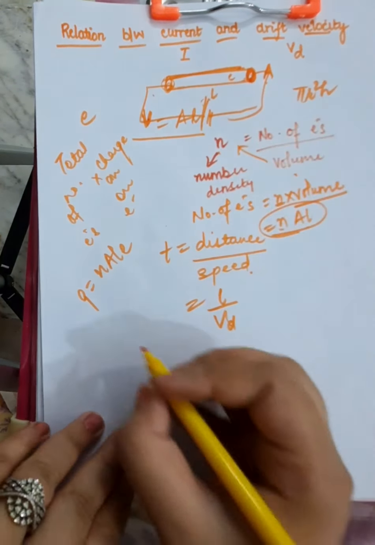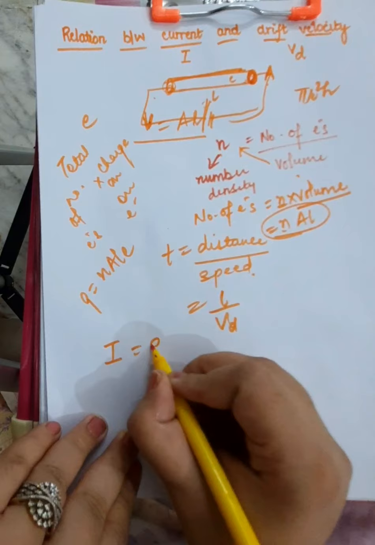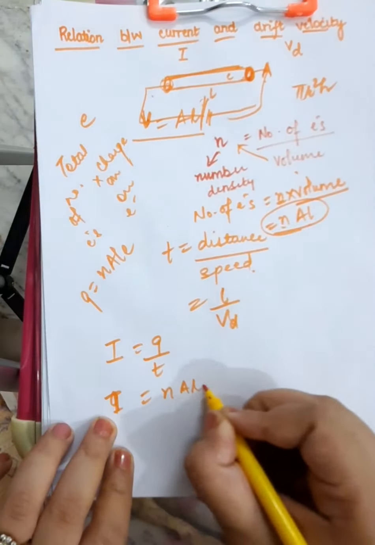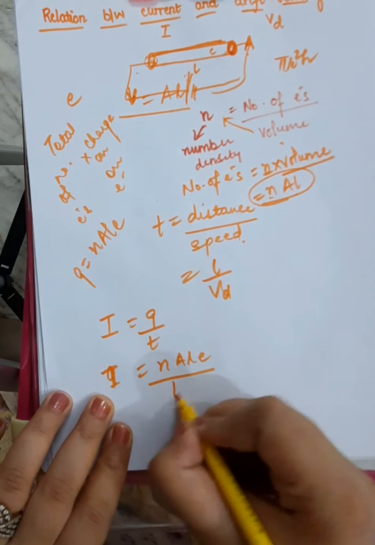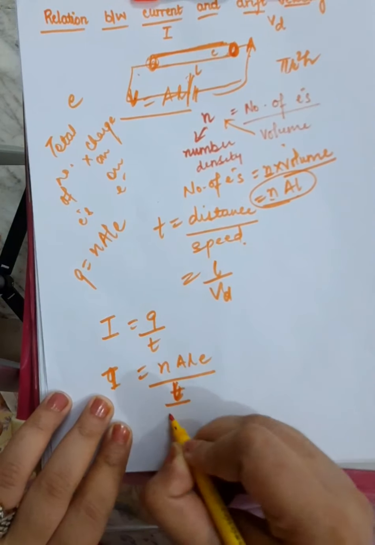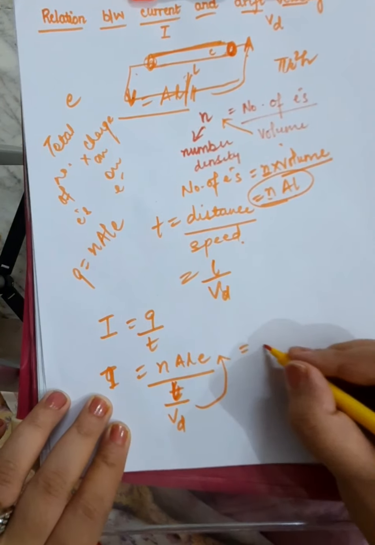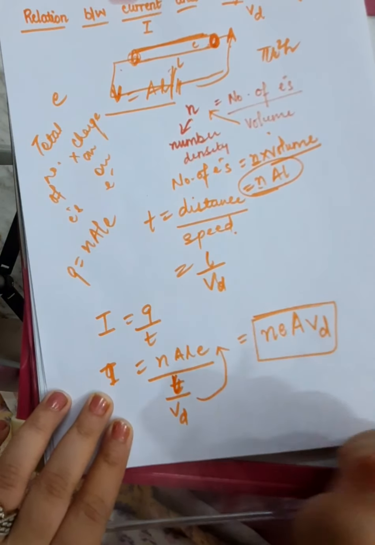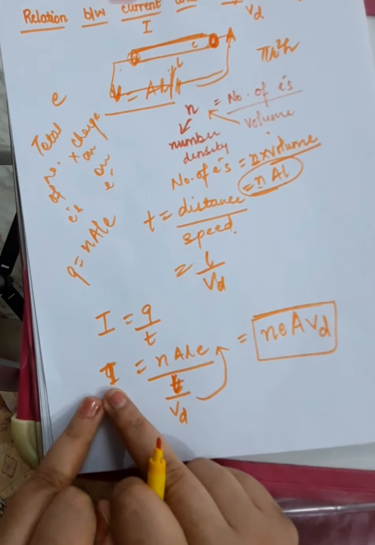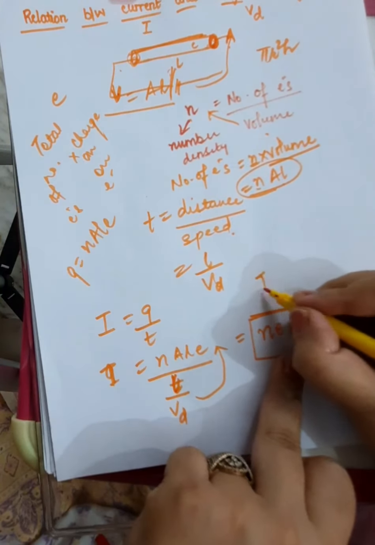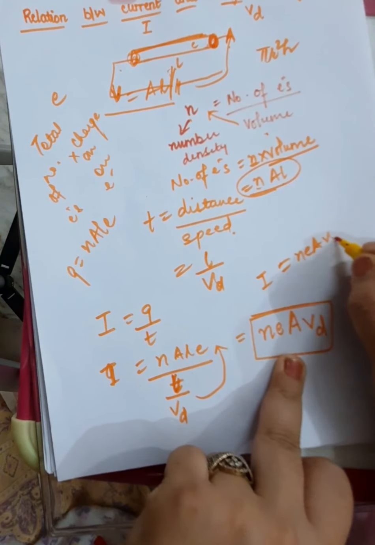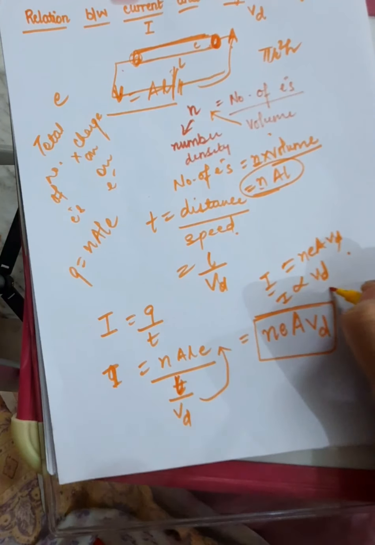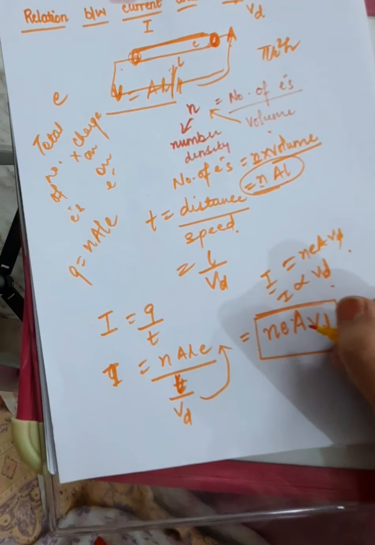Why have I done this? Because current I equals Q by T, right? So Q is nALe divided by T, and T is L by Vd. Take this Vd up, and this becomes neAVd. So this is the value of current, neAVd. So eventually you have found the relation between current and Vd. Current is equal to neAVd, so current is directly proportional to Vd. This is obvious: the more the drift velocity, the more the charge flowing per second, and hence the more the current.